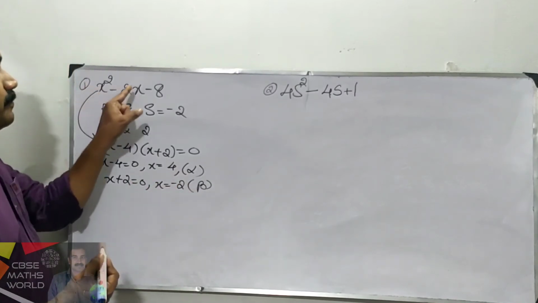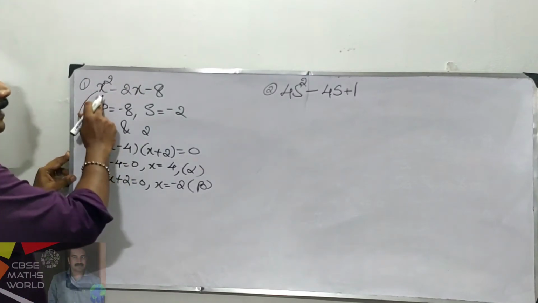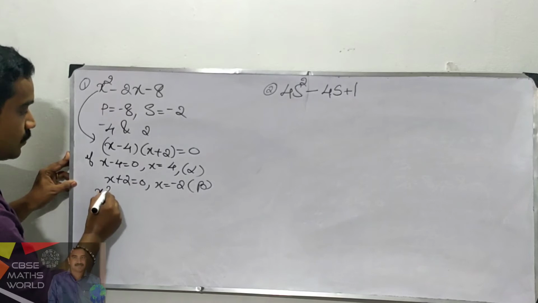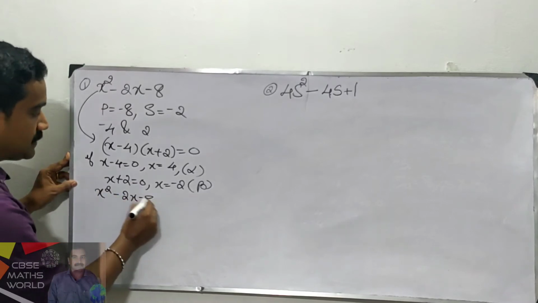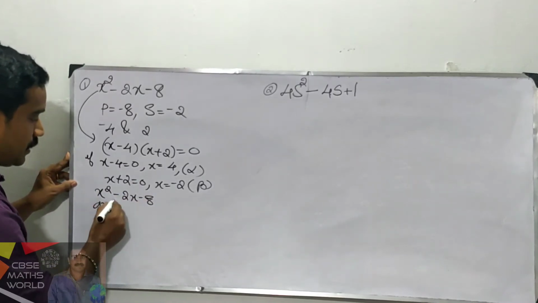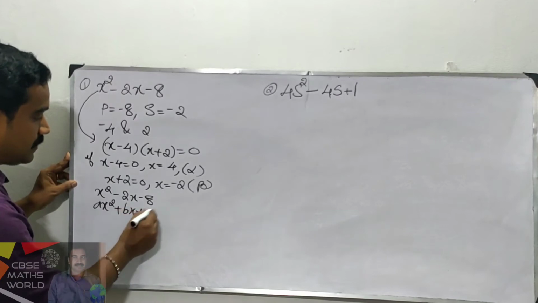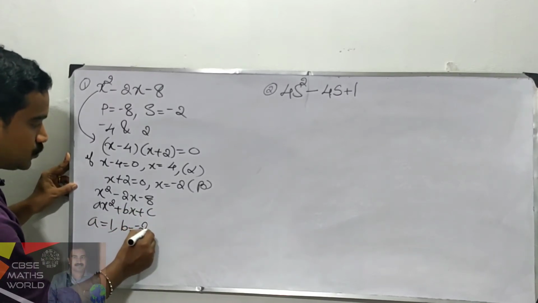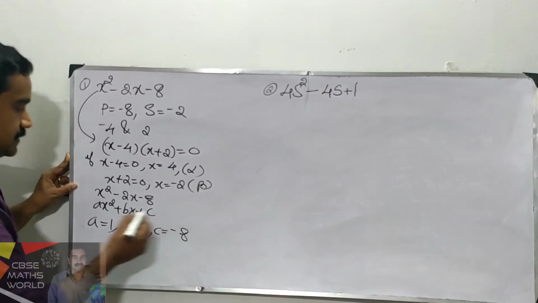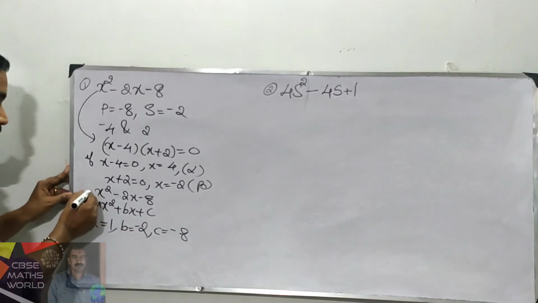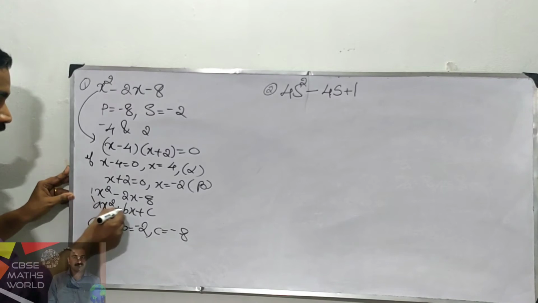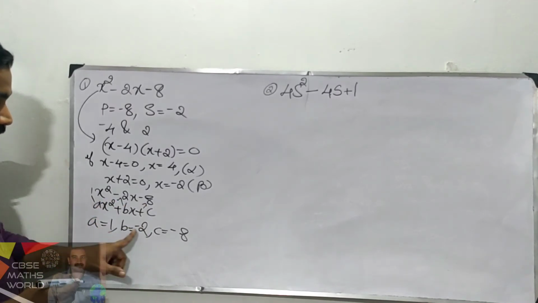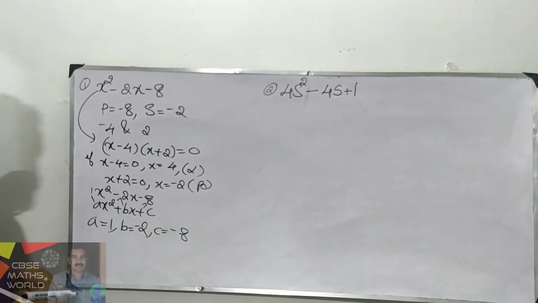Then what are a, b, c? If you compare x square minus 2x minus 8 with ax square plus bx plus c, you will get a is 1, b is minus 2 and c is minus 8. What is a? A is nothing here, it means that 1. So a is 1, b is minus 2 and c is minus 8.